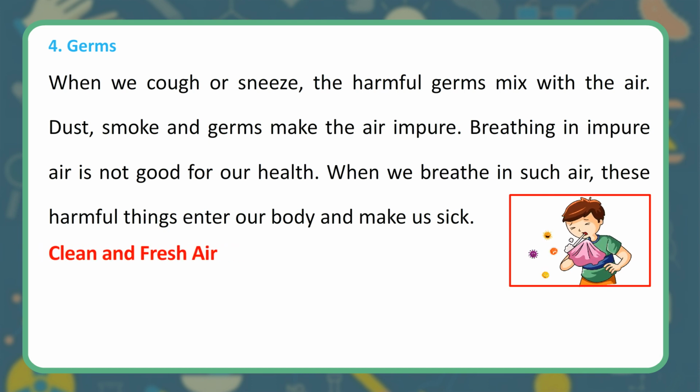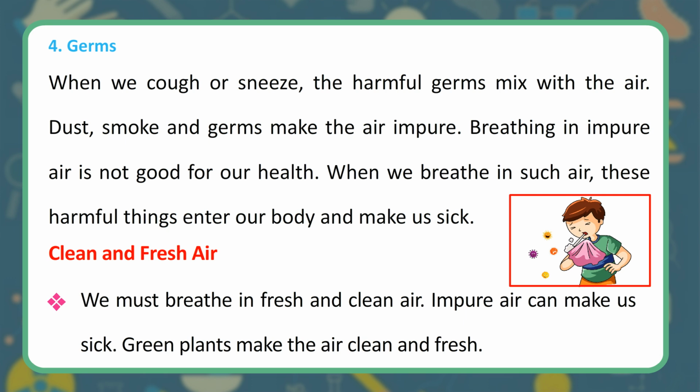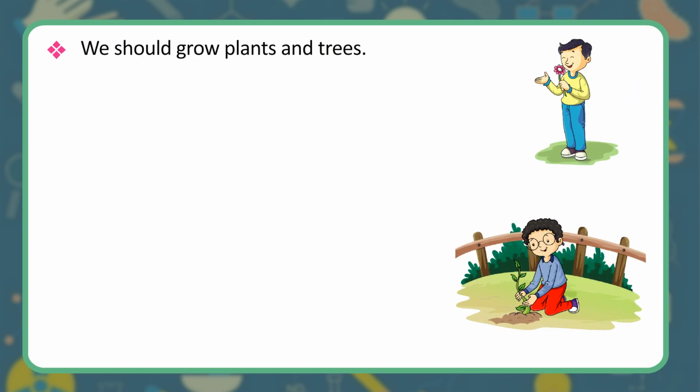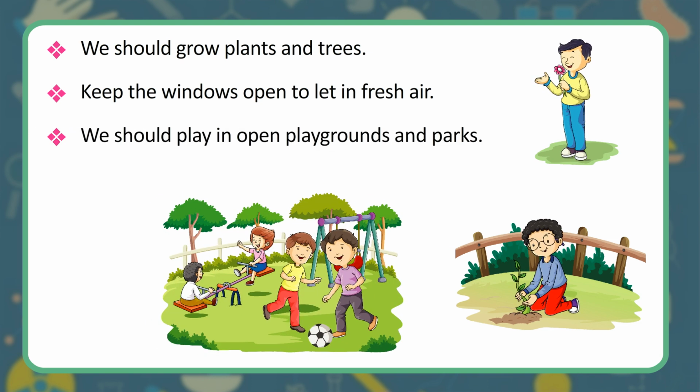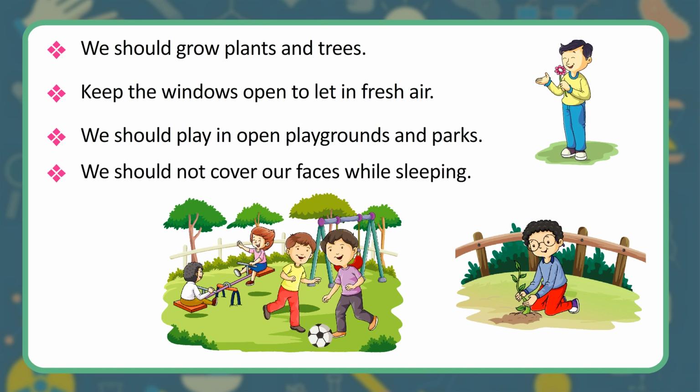Clean and fresh air. We must breathe in fresh and clean air. Impure air can make us sick. Green plants make the air clean and fresh. We should grow plants and trees. Keep the windows open to let in fresh air. We should play in open playgrounds and parks. We should not cover our faces while sleeping.